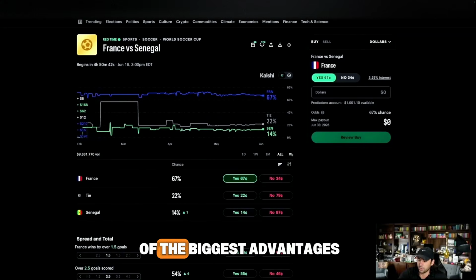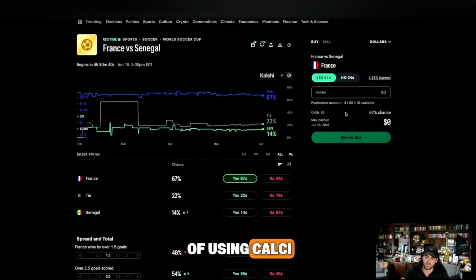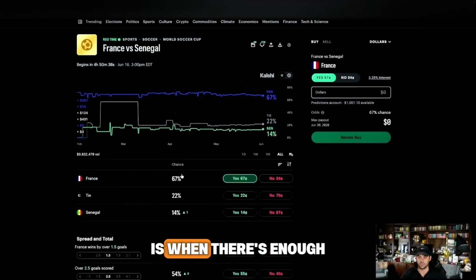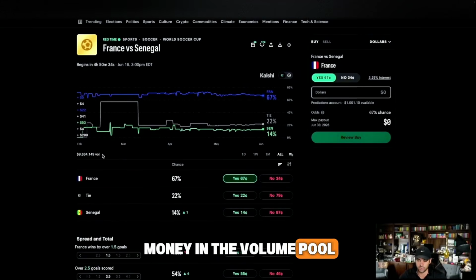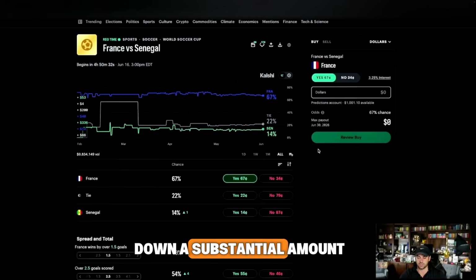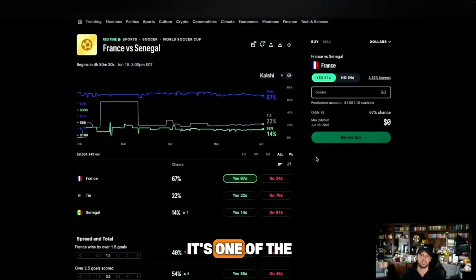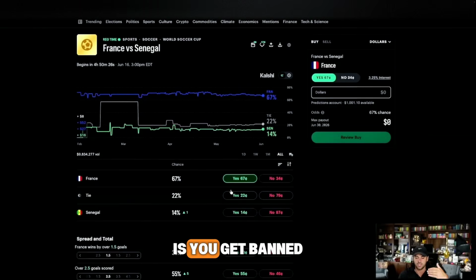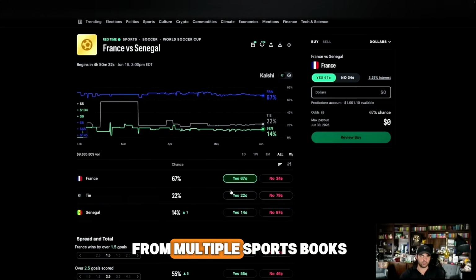That's one of the biggest advantages of using Kalshi and a prediction market compared to sportsbooks. When there's enough money in the volume pool, you're able to get down a substantial amount of money and not get banned. It's one of the biggest things when it comes to sportsbooks and sports betting, is you get banned when you win. I've been banned from multiple sportsbooks.